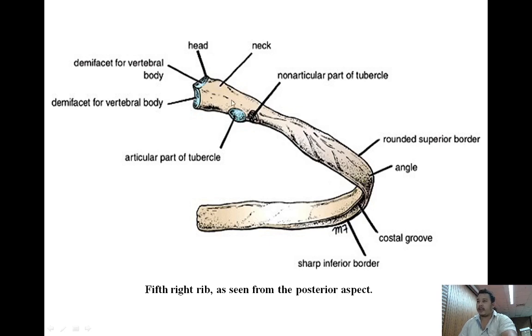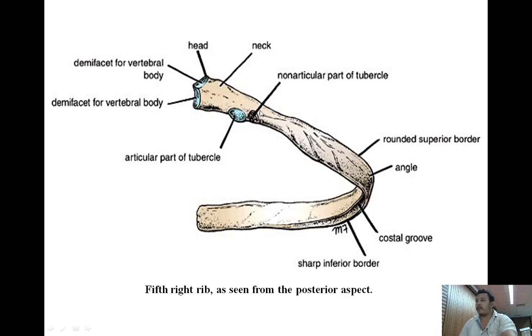The next part is the neck. This area is called the neck of the rib. Then this part is the articular part of the tubercle. This whole thing is called the tubercle of the rib. This articulates with the transverse process of the corresponding vertebrae. Then this whole thing is the shaft, or the body of the rib. In the body of the rib you will see that at one point the rib has the maximum curvature, after which it turns anteriorly. First the rib actually goes posteriorly, then it turns and goes anteriorly, and at that point where it turns sharply anteriorly, this is called the angle of the rib.